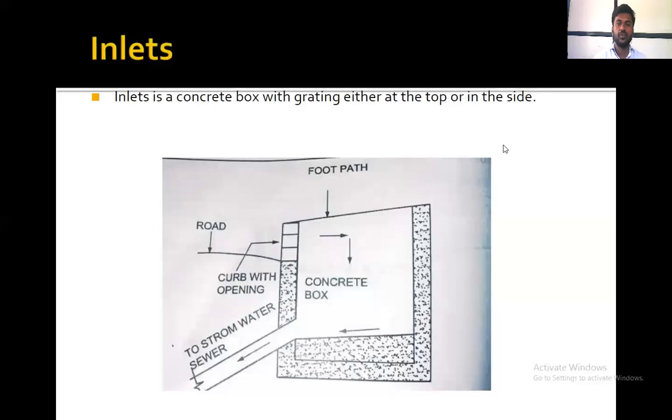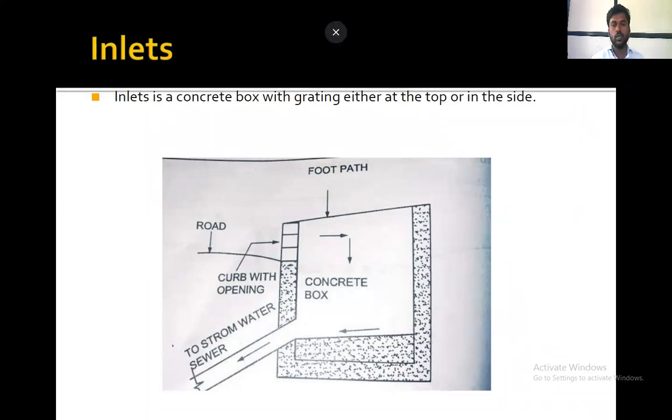So after the catch basin, the next part of collecting water is the inlets. Inlets are nothing but concrete boxes provided with grating either at the top or the side of the footpath. You can observe from the figure, it is provided at one side of the footpath, so that whatever water is coming from the road is collected through it, below the footpath, and transferred to the sewer system.